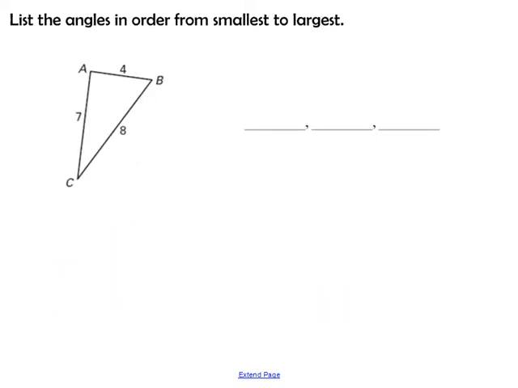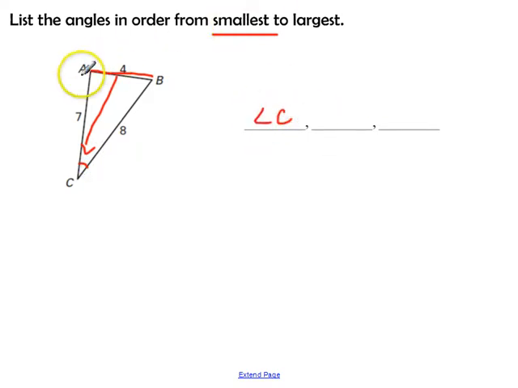Now we're going to use that theorem here because it asks us to list the angles in order from smallest to largest. So the smallest, let's list that one first. In order to find the smallest angle, we have to find the shortest side. 4, 7, 8. Since 4 is the shortest, we know that's going to be opposite from the smallest angle, angle C.